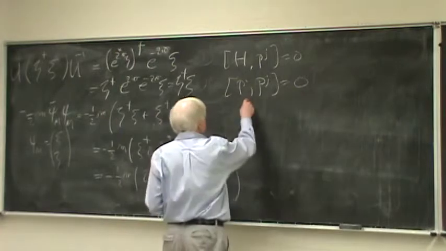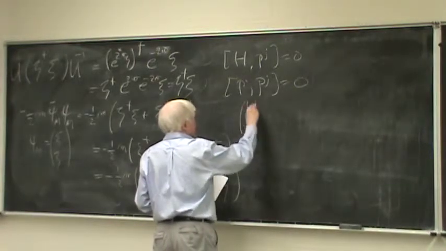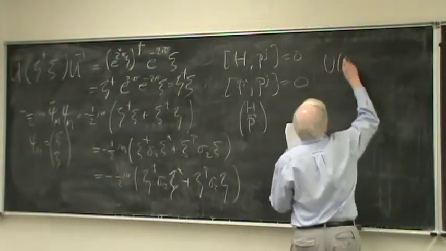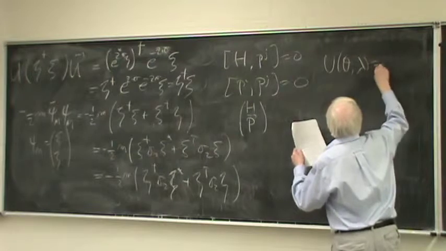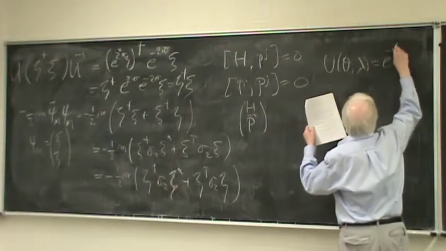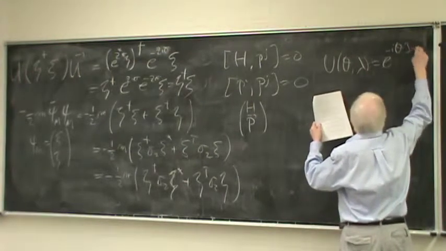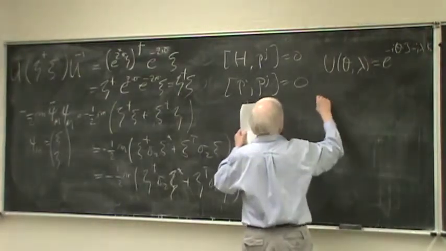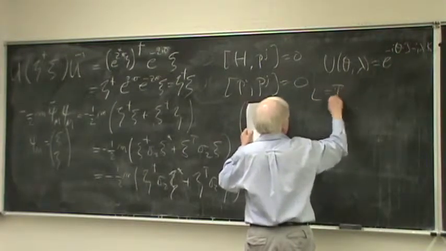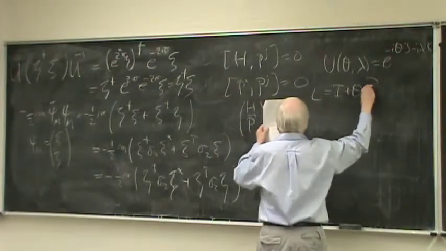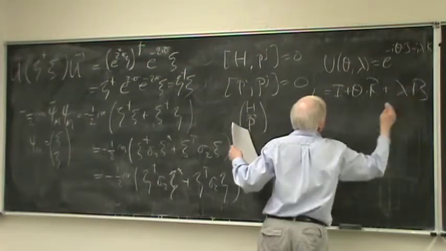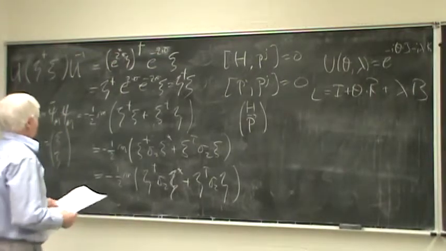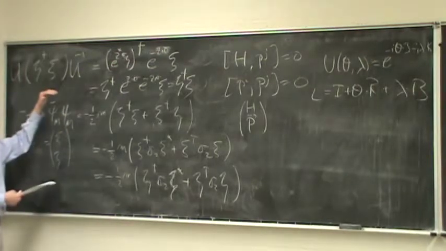The other thing is that H and P is a 4-vector, and so under a Lorentz transformation, E minus i theta dot J minus i lambda dot K, and let us make it infinitesimal so that L is equal to I plus theta dot R plus lambda dot B. So theta and lambda are small, and R and B are those matrices that unfortunately I just erased.